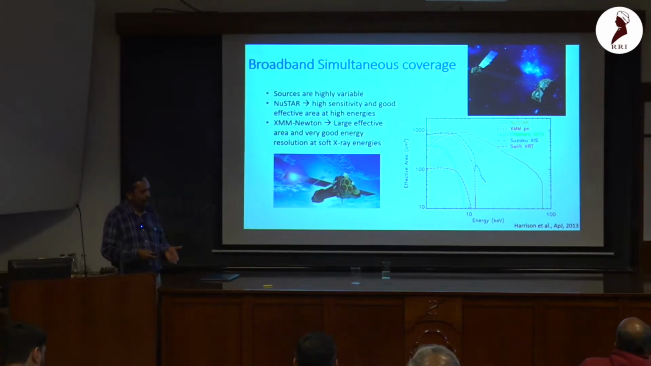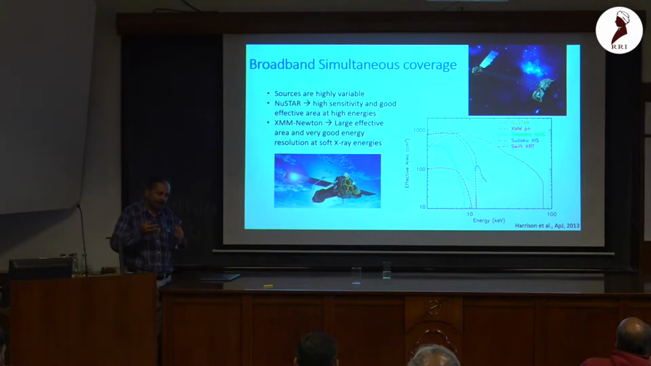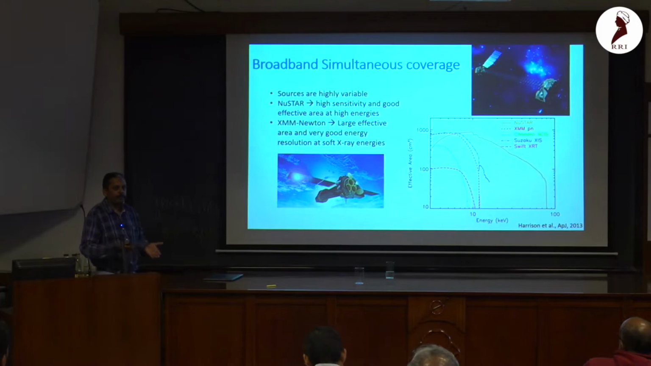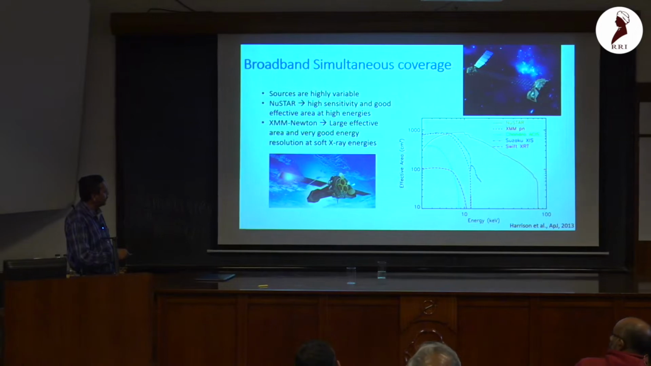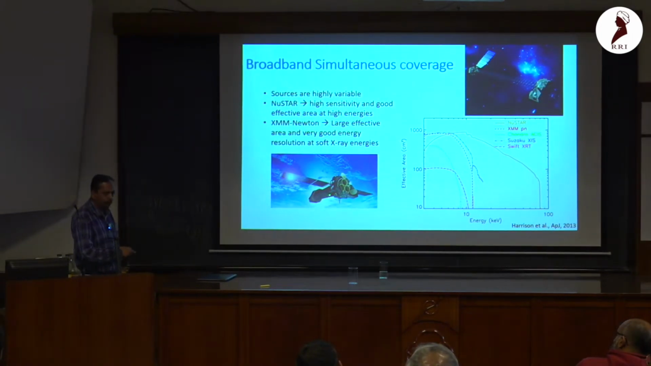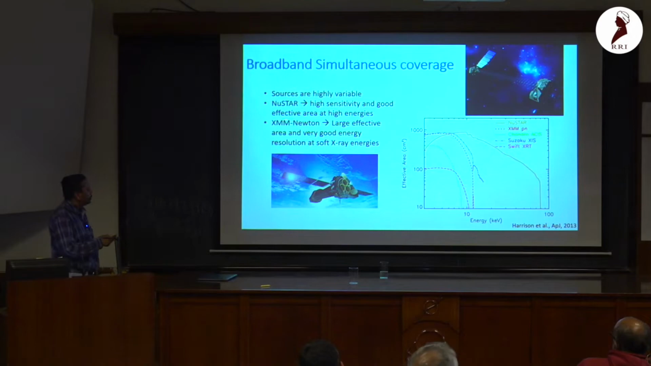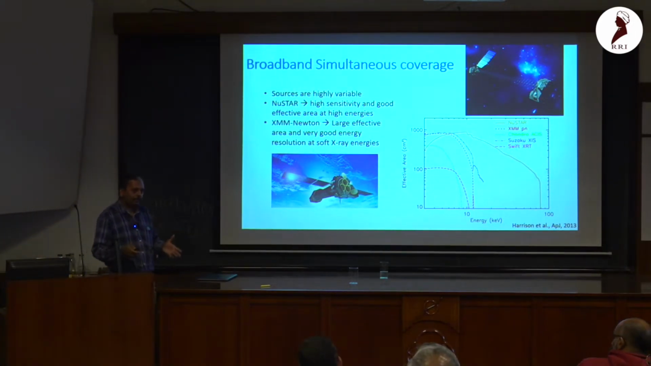And focusing X-rays is very important because we want higher sensitivity. If you can focus the X-rays to a small point, you increase the sensitivity, and that is how you detect the different faint features. So we have selected these two observatories. This is XMM-Newton, the European observatory, and this is NuSTAR, the NASA observatory, which was launched almost 10 years ago. NuSTAR, as I told you, has high sensitivity and good effective area at high energies. XMM-Newton has a large effective area and very good energy resolution at soft energies. So when you combine these two observatories, you will really get a broadband coverage with very high sensitivity.